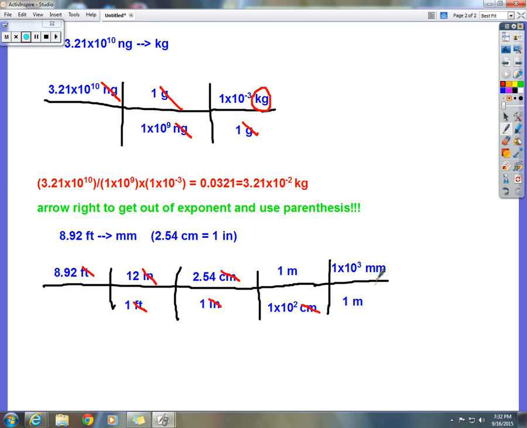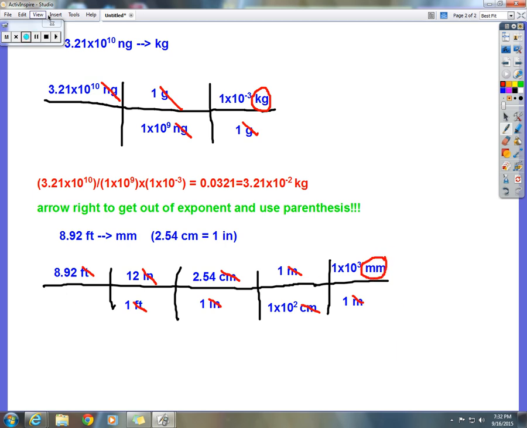And then I can go from meters into millimeters, because there's 1 times 10 to the 3 millimeters in 1 meter. Because remember, 1 meter is bigger, so there should be many small things. That's why centi and milli were positive exponents. I end up with millimeters.